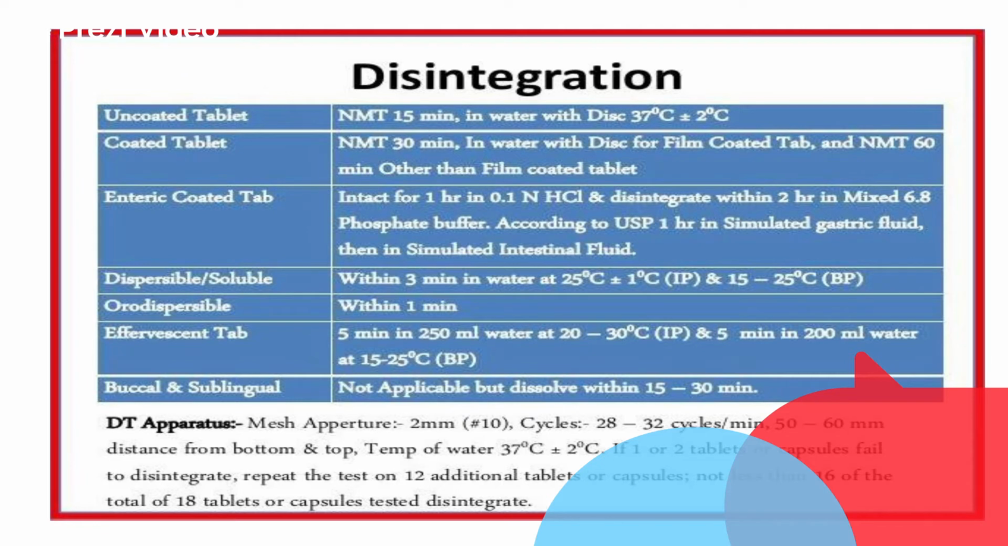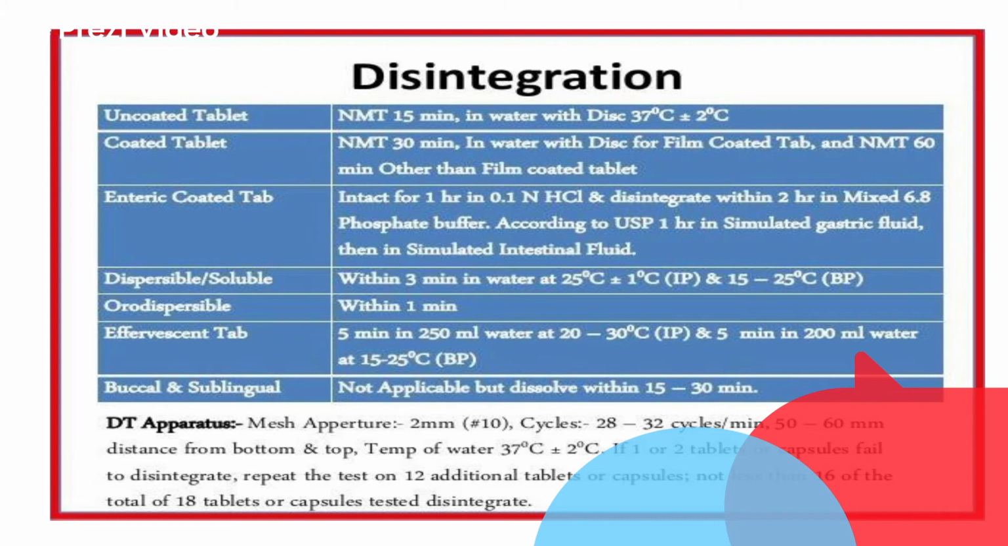Whenever you are doing a disintegration test, you have to check the official monographs in the pharmacopoeias for three things: medium, time limit, and temperature. For uncoated tablets, the limit specified is not more than 15 minutes in water with disk at 37 degrees Celsius. With disk means above the mesh there is a disk applied so that the tablet does not move out of the test tube, so it remains immersed in the fluids.